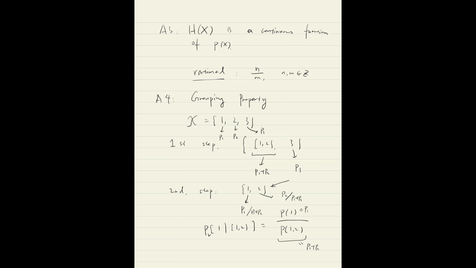I think A1 through A3 are pretty intuitive, so they should be easy to accept. But A4 is not that trivial. For A4, we need some harder work to explain. It's called the grouping property.